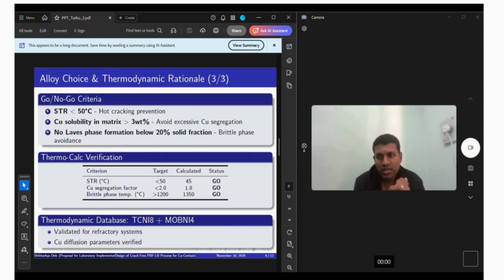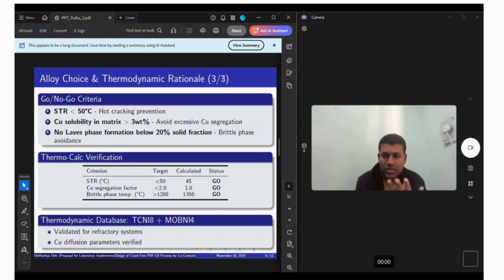Next comes no brittle phases below 20% solid fraction. Why the 20% threshold? Because it forms a continuous network through the microstructure, creates easy crack propagation paths, and significantly reduces the ductility.